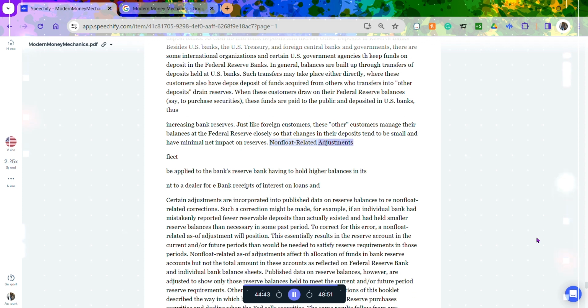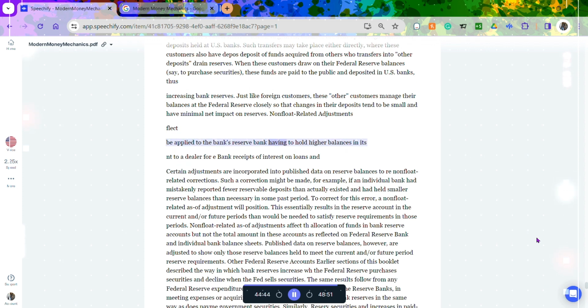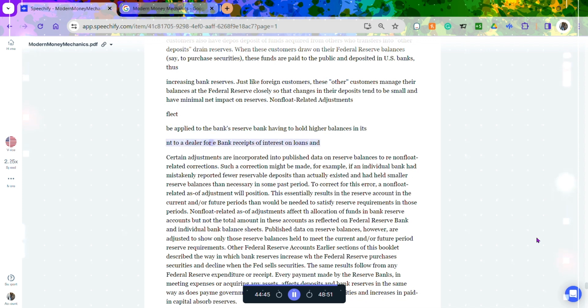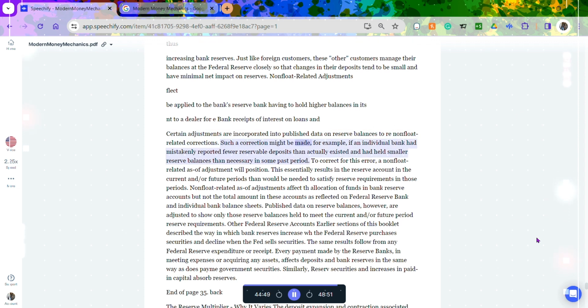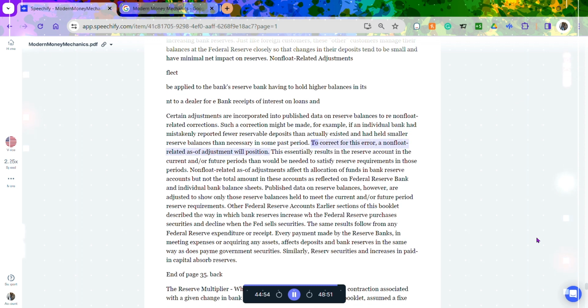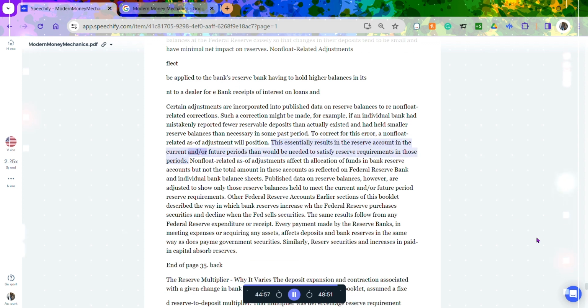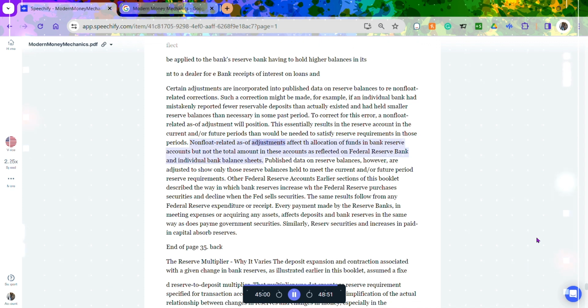Non-float related adjustments. Certain adjustments are incorporated into published data on reserve balances to reflect non-float related corrections. Such a correction might be made, for example, if an individual bank had mistakenly reported fewer reservable deposits than actually existed and had held smaller reserve balances than necessary in some past period. To correct for this error, a non-float related as-of adjustment will be applied to the bank's position. This essentially results in the bank having to hold higher balances in its reserve account in the current and/or future periods than would be needed to satisfy reserve requirements in those periods. Non-float related as-of adjustments affect allocation of funds in bank reserve accounts but not the total amount in these accounts as reflected on Federal Reserve Bank and individual bank balance sheets.